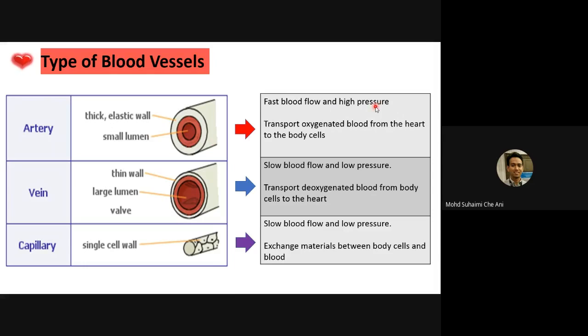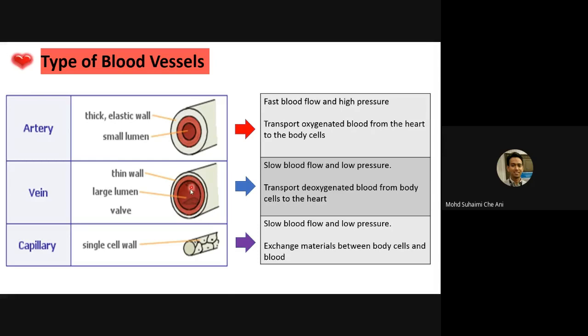But the vein is the other way. The vein has a large lumen because it just transports deoxygenated blood from body cells to the heart. It only has one destination, which is the heart, so it doesn't need to go faster. It goes slower, and so it has low pressure. So a large lumen means slower flow, and then you have low pressure. So you don't need a thick wall, you just need a thin wall because there is no high pressure.